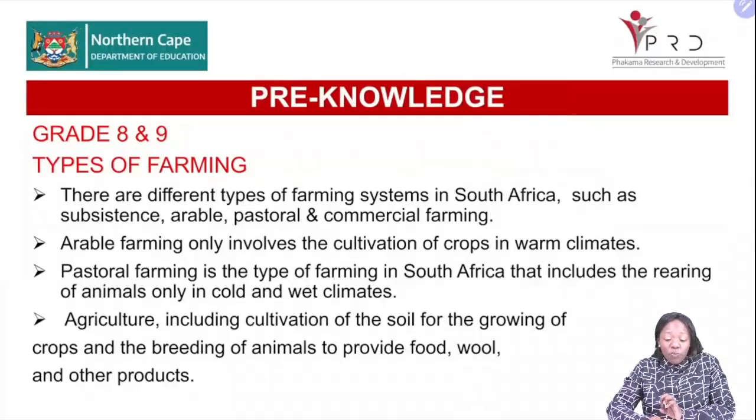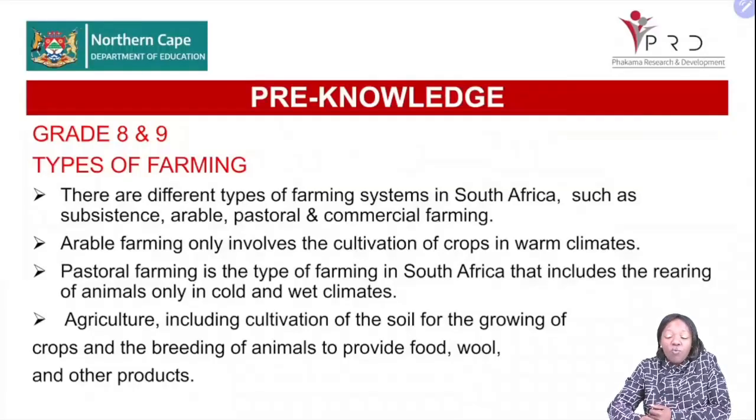Then secondly, we're talking about arable farming that only involves the cultivation of crops in warm climates. Then number 3, pastoral farming is the type of farming in South Africa that includes the rearing of animals only in cold as well as wet climates. Then agriculture includes the cultivation of the soil for the growing of crops as well as the breeding of animals to provide food as well as wool and other products.